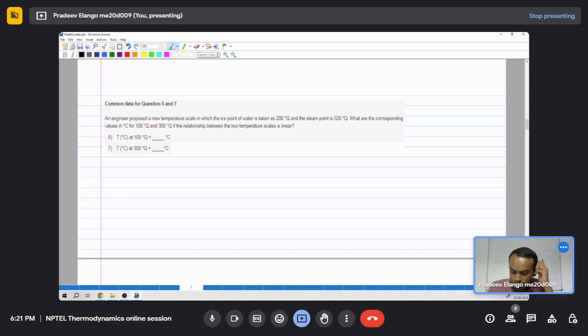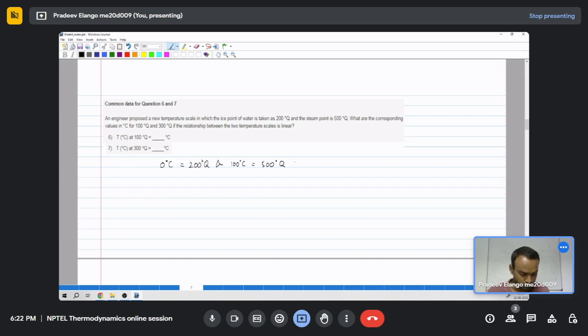In the next problem, we have an engineer who proposed a new temperature scale in which the ice point of water is taken as 200 degree Q and the steam point is taken as 500 degree Q. So that means 0 degree Celsius is equal to 200 degree Q and 100 degree Celsius is equal to 500. What are the corresponding values in degree Celsius for 100 degree Q and 300 degree Q if the relationship between the two temperature scales is linear?